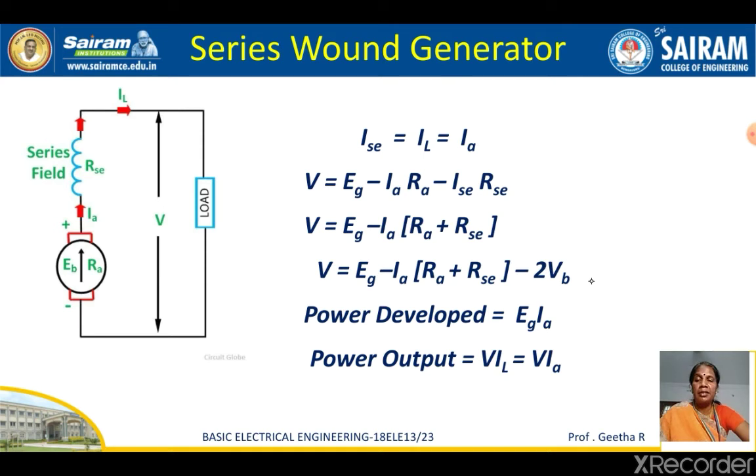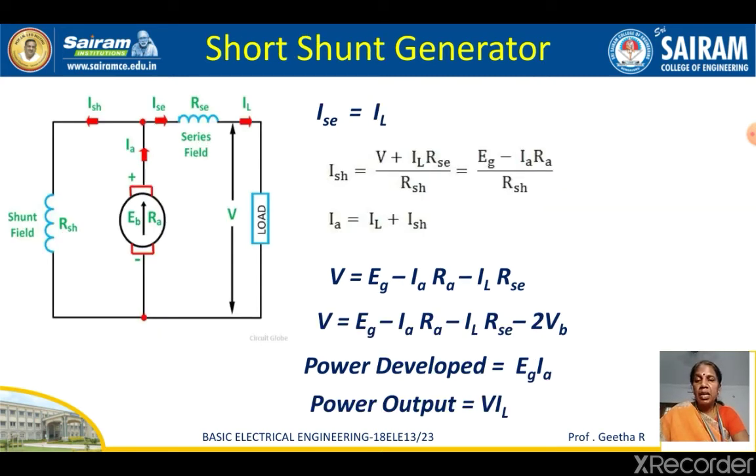The power developed is nothing but the generated EMF Eg and the current through this, the armature current Ia. The product of those two gives you the power developed. The power output is nothing but V into IL. IL is nothing but Ia, so you can write V into Ia. So it's all about the series wound generator. Now the compound wound generator, you have long shunt and short shunt. We'll see short shunt now.